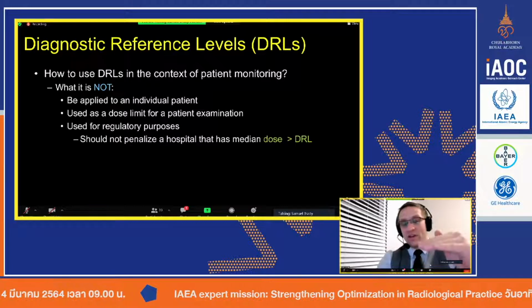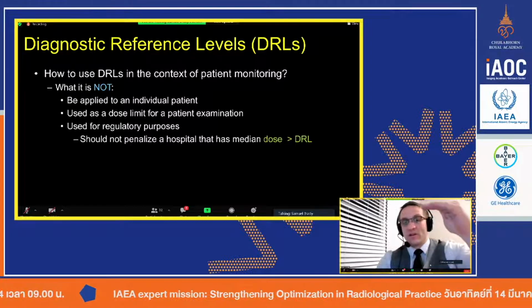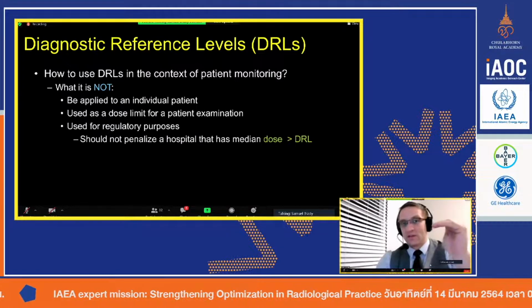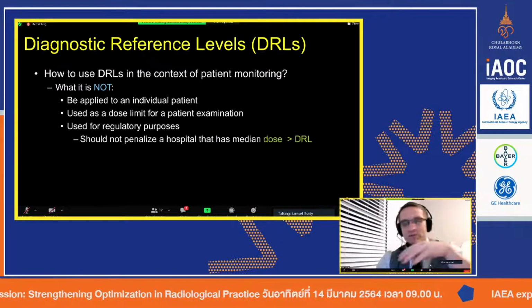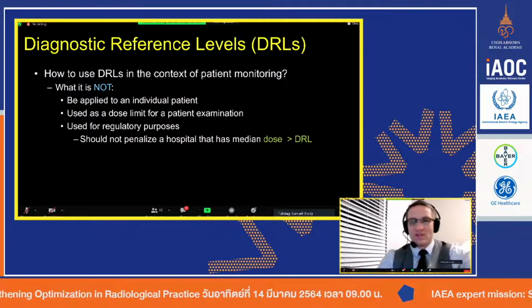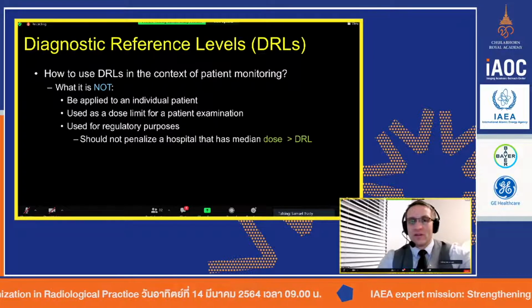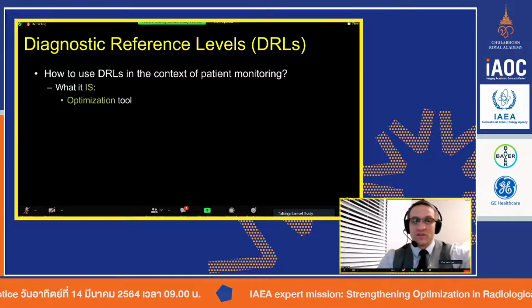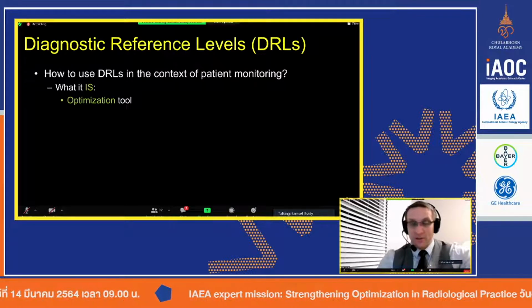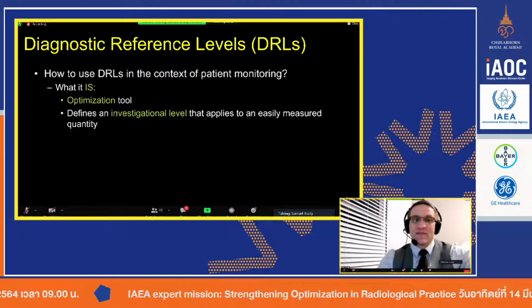So if a radiation dose is above the DRL, there may be a reason for that. But it should never be punitive, where if a hospital is imaging over that value, some kind of penalty is applied. How should we use it? Well, it's an optimization tool, and I'm going to give you examples of that today.